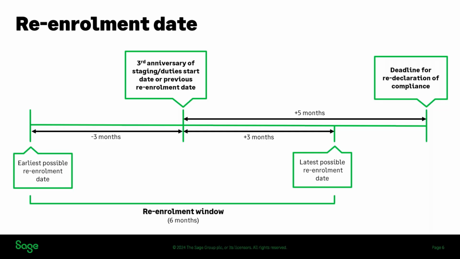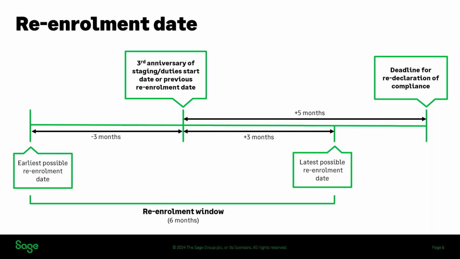Now, you will need to redeclare your compliance, and the deadline to do that is fixed at 5 months after the 3rd anniversary date. So it doesn't matter which re-enrolment date you actually chose this time round, the deadline for redeclaration is 5 months after the 3rd anniversary. So if you did go for the latest possible re-enrolment date, you've only then technically got a further 2 months to do your redeclaration of compliance.